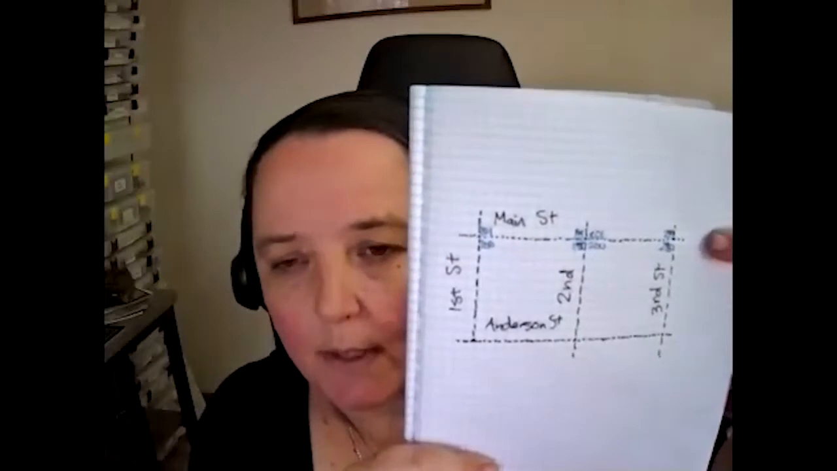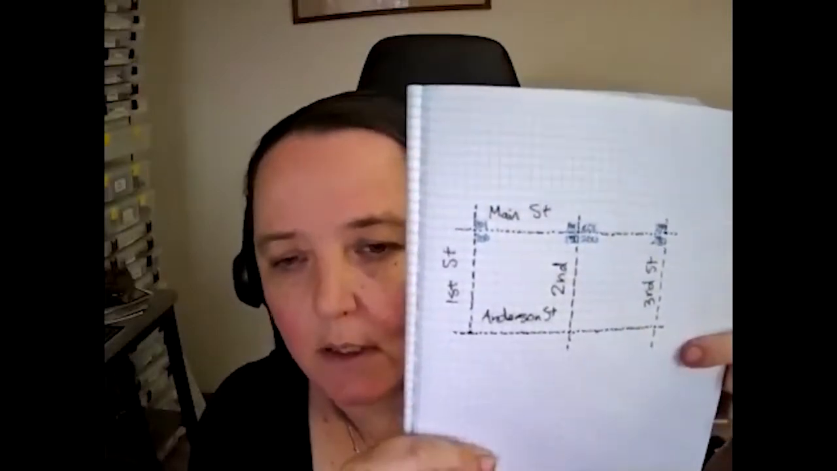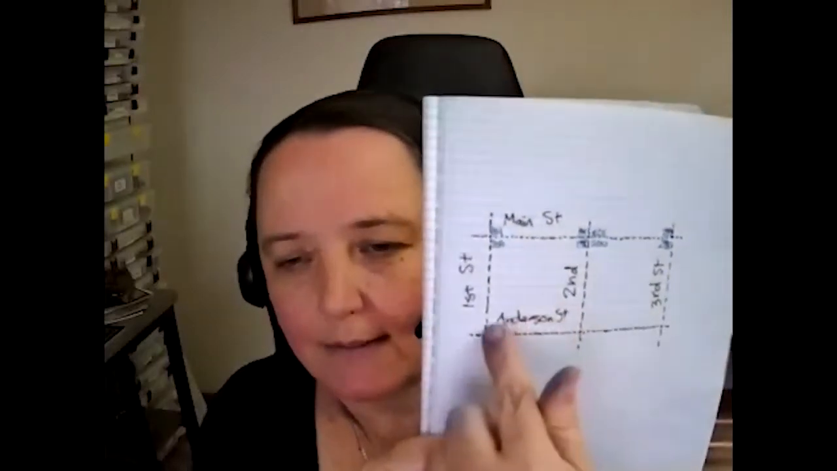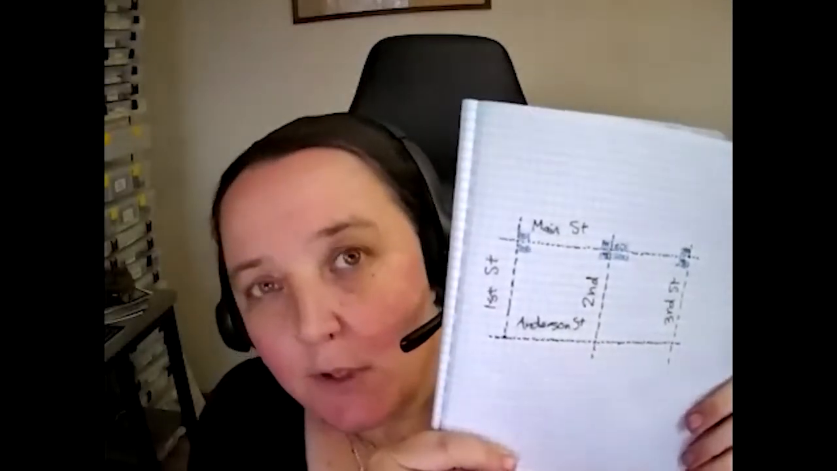So here's our little section of town. We've got Main Street up here, Anderson Street here, and then First, Second, and Third Street. Then if you look on Main Street, I've marked the sections of Main Street.